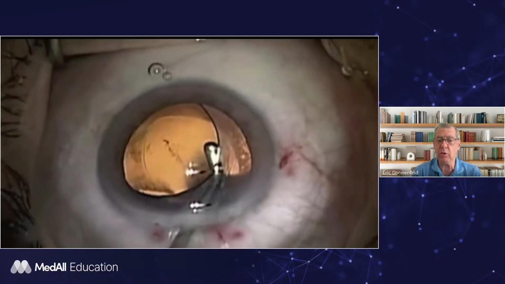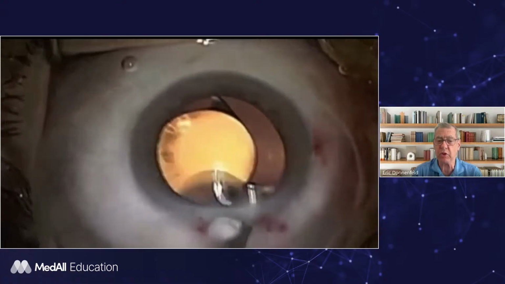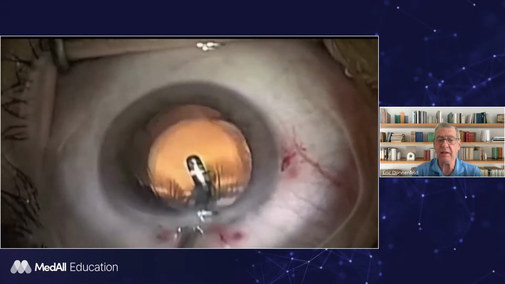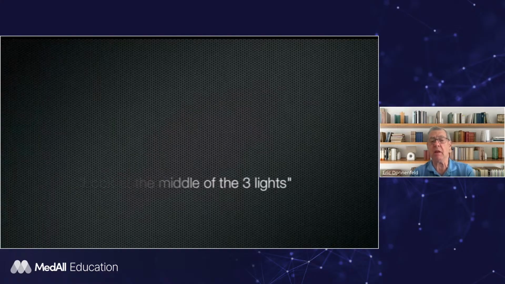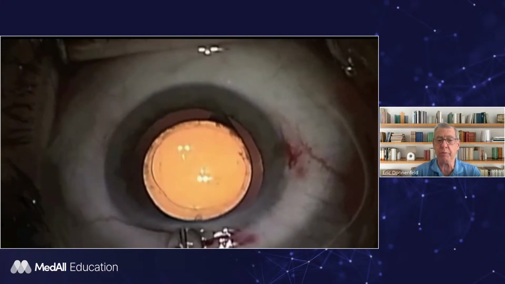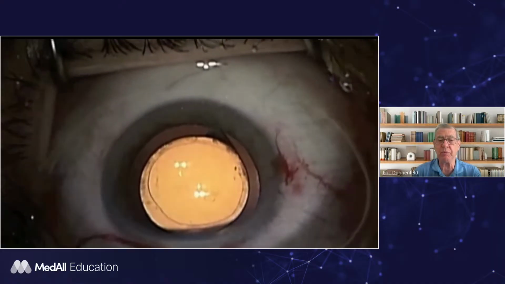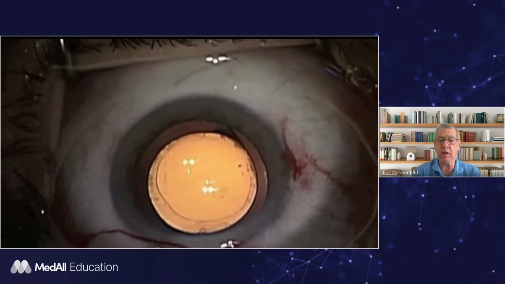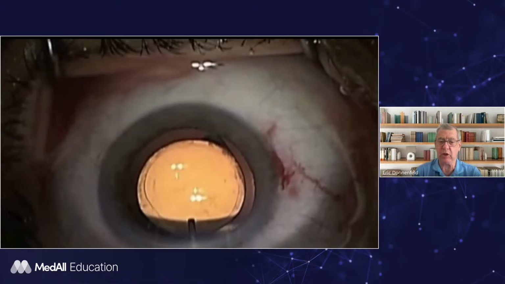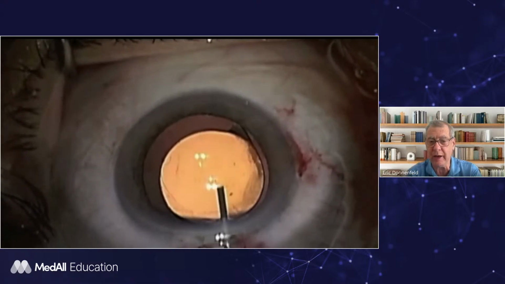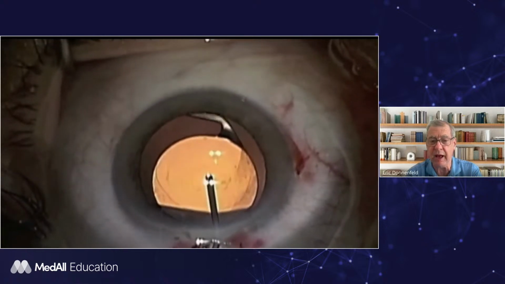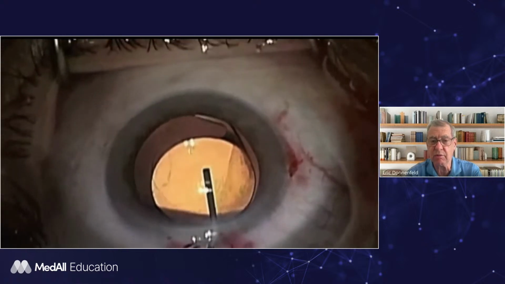And what I try to do is center the lens, remove viscoelastic from behind the lens, and center it on the Purkinje image by having the patient look at the middle of the 3 lights on your operating microscope. These lenses work best when they are centered in the visual axis, like you see here. And here you can see me adjusting the lens, making sure it's right in the middle of the optic of the lens.